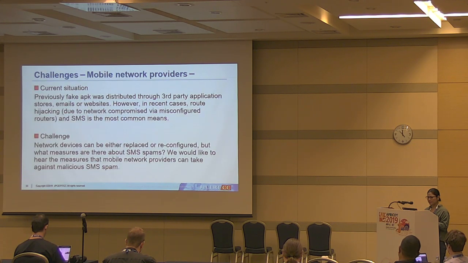I think this is going to be really hard and a big challenge because, as I told you before, fake APK was distributed through third-party application stores or websites. But recently, we observed attacks launched through router hijacking or SMS. So I think about measures toward both. Against router hijacking, this is happening because of misconfiguration of routers or not well-managed network routers. So I can suggest to reconfigure the settings and replace the router, right?